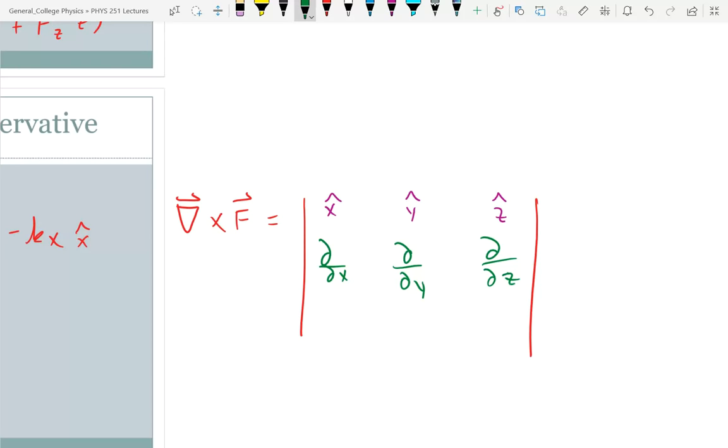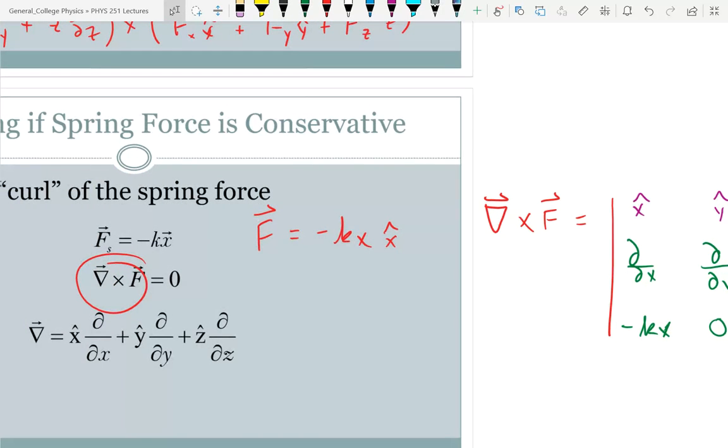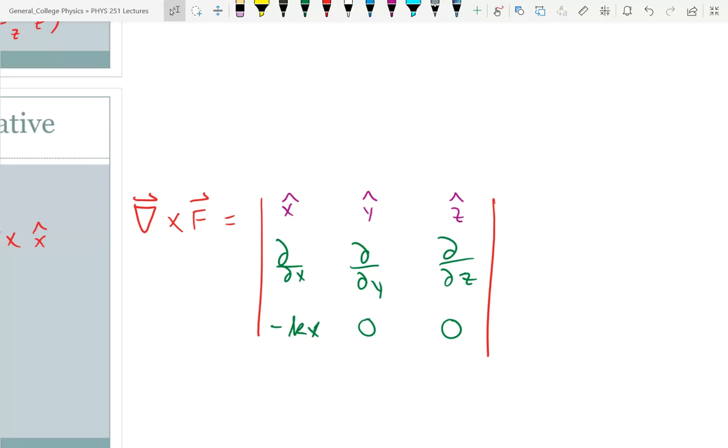F sub x. And? F sub y. Both 0. Yeah, f sub y and f sub z were 0, right? Because it was all in the x direction. So now it's time to calculate.